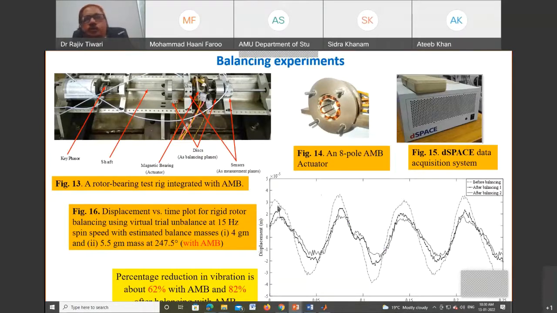Actually, because there was some bend in the rotor, the actual reduction is not evident here. If we remove the bend, then it will be more evident how the unbalance response gets reduced. This is an actuator which we used. This is an 8-pole magnetic actuator. This is the controller which we used for this purpose.